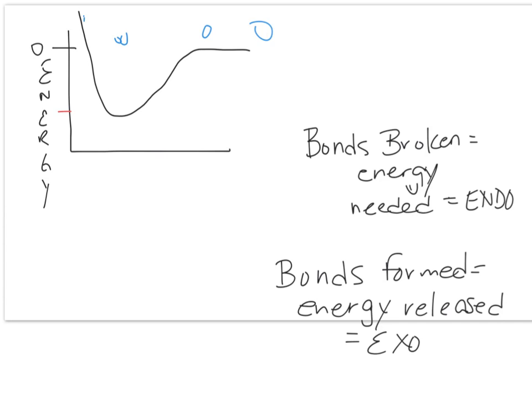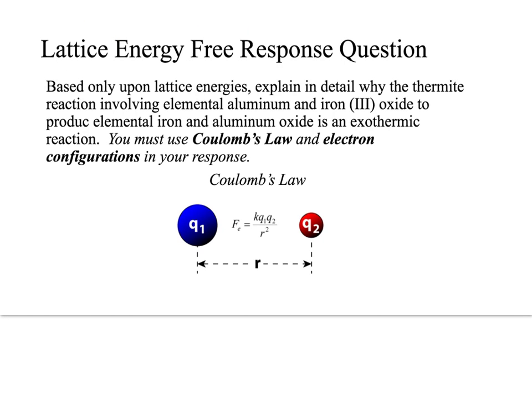Okay, so let's read the question in front of you. Based only upon lattice energies, explain in detail why the thermite reaction involving elemental aluminum and iron(III) oxide to produce elemental iron and aluminum oxide is an exothermic reaction. Okay, that's the question. The hint is you must use Coulomb's law and electron configurations in your response. They're not going to tell you this on the AP exam.